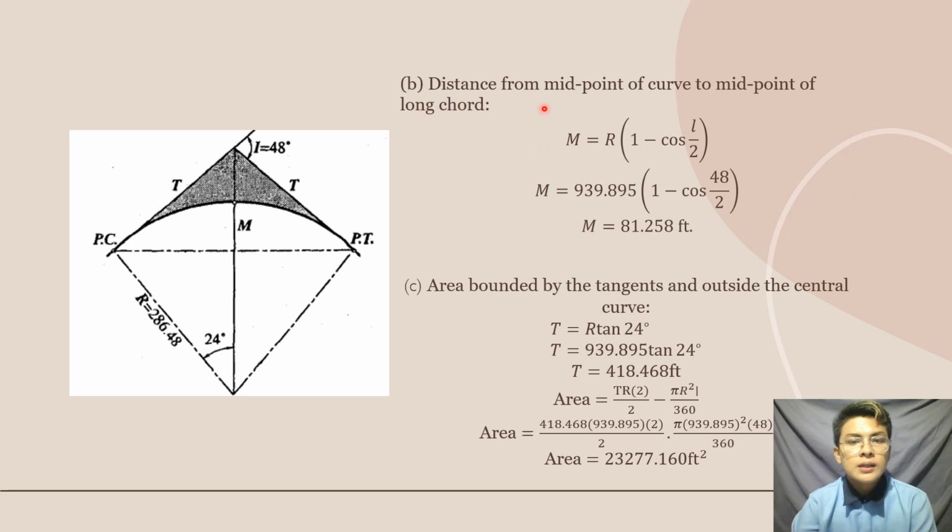Let m be the distance from the midpoint of the curve to the midpoint of the long chord. Using the formula m is equal to r times 1 minus cosine I over 2, substitute the given values of r and I. The central angle 48 degrees divided by 2 is 24, so we will get m is equal to 81.258 feet.